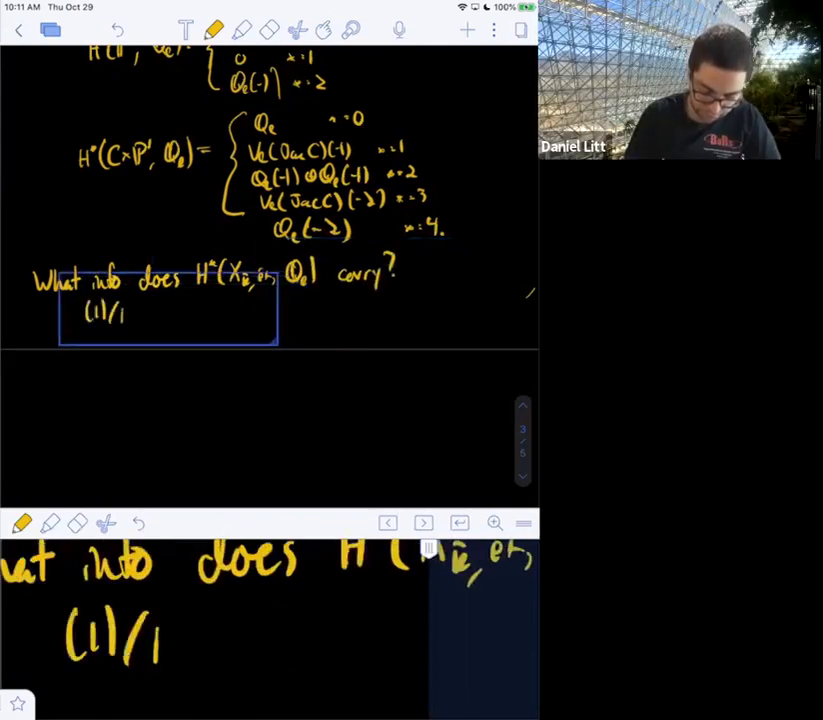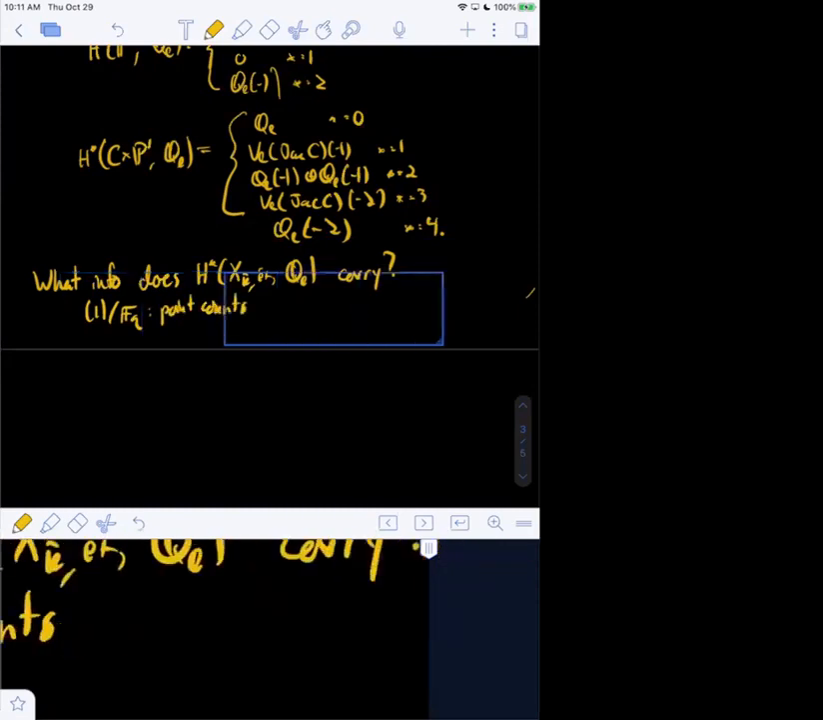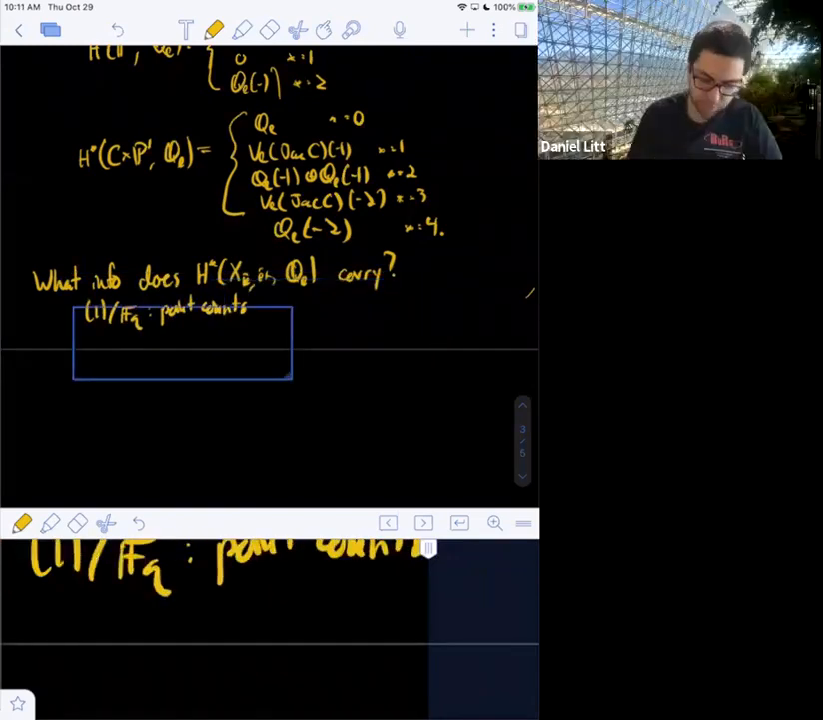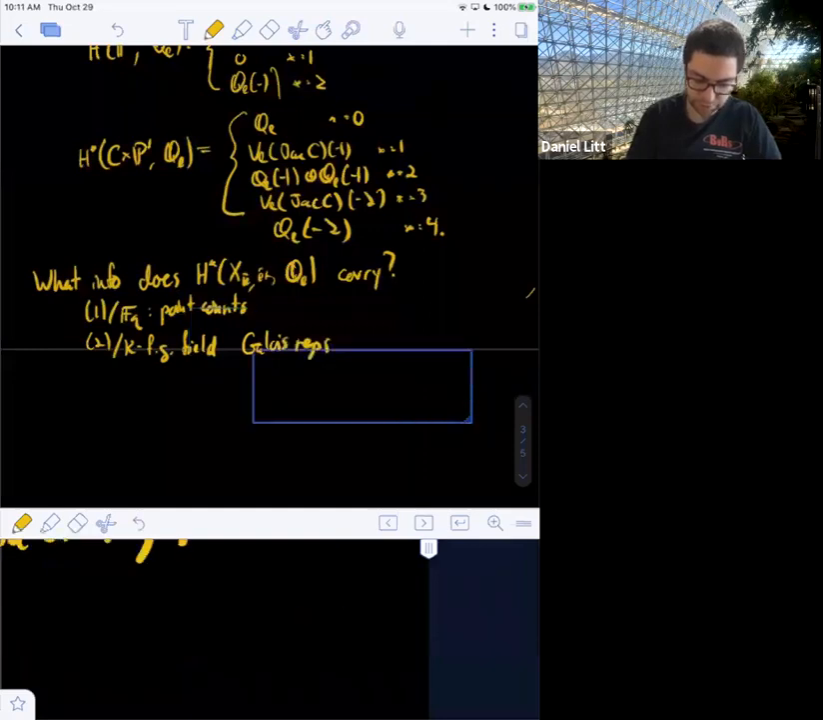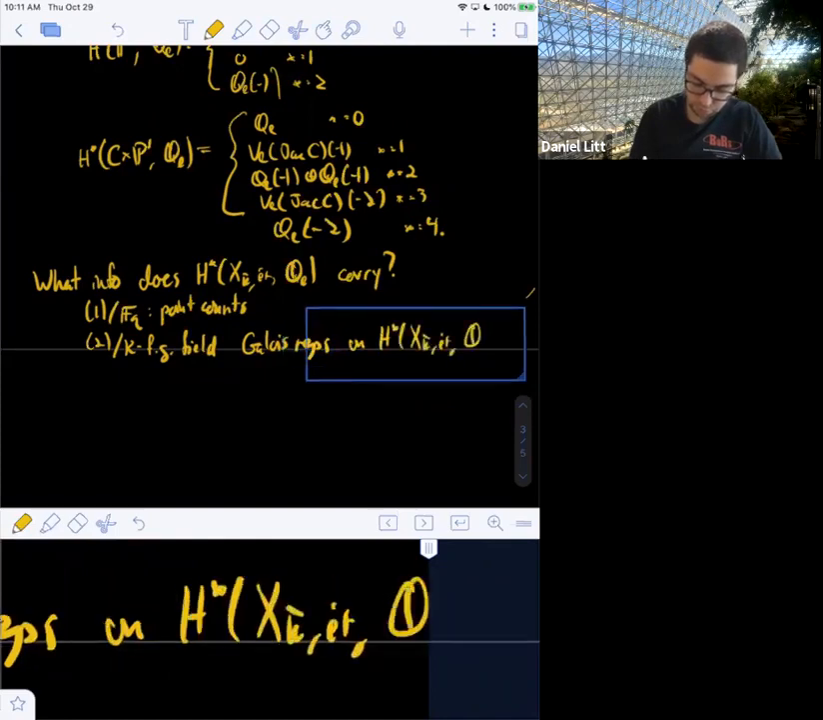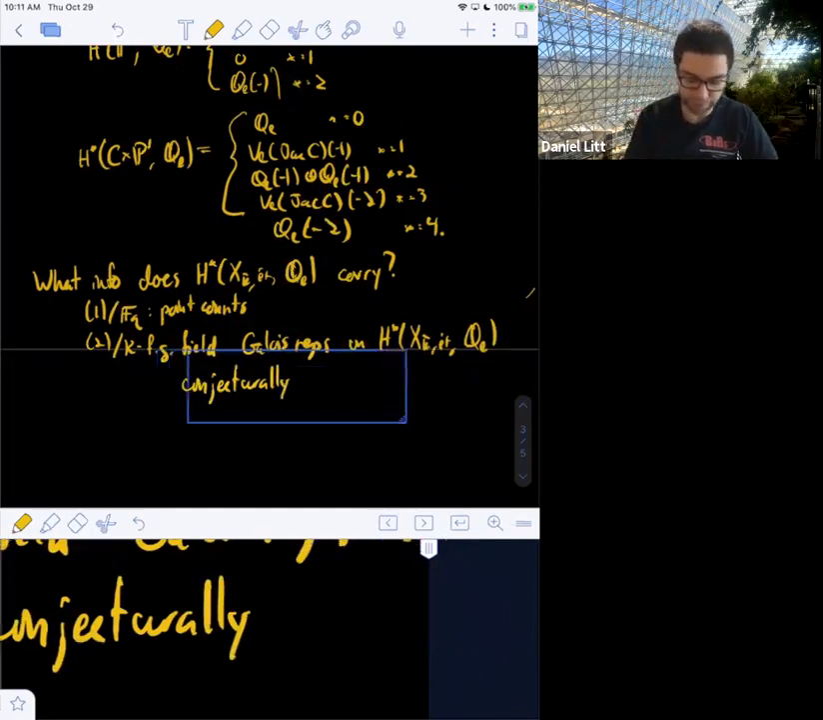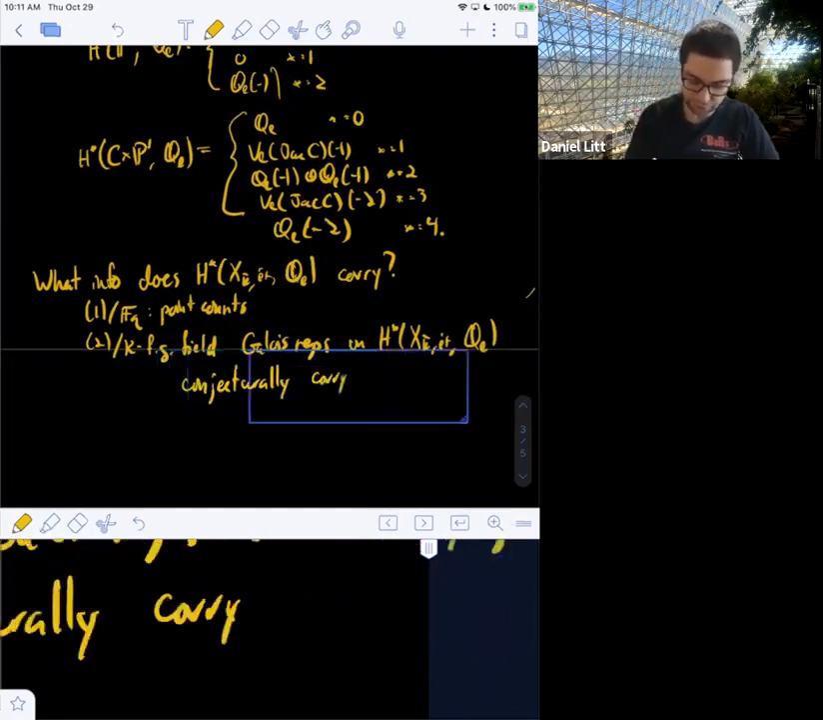So first of all, over finite fields, it carries point counts. We're going to talk about that soon. So in general, let's say K is a finitely generated field, the Galois representations on these groups conjecturally carry a lot of information. So if I get to cycle classes by the end of the day, we'll see some of that. So they conjecturally carry geometric information.